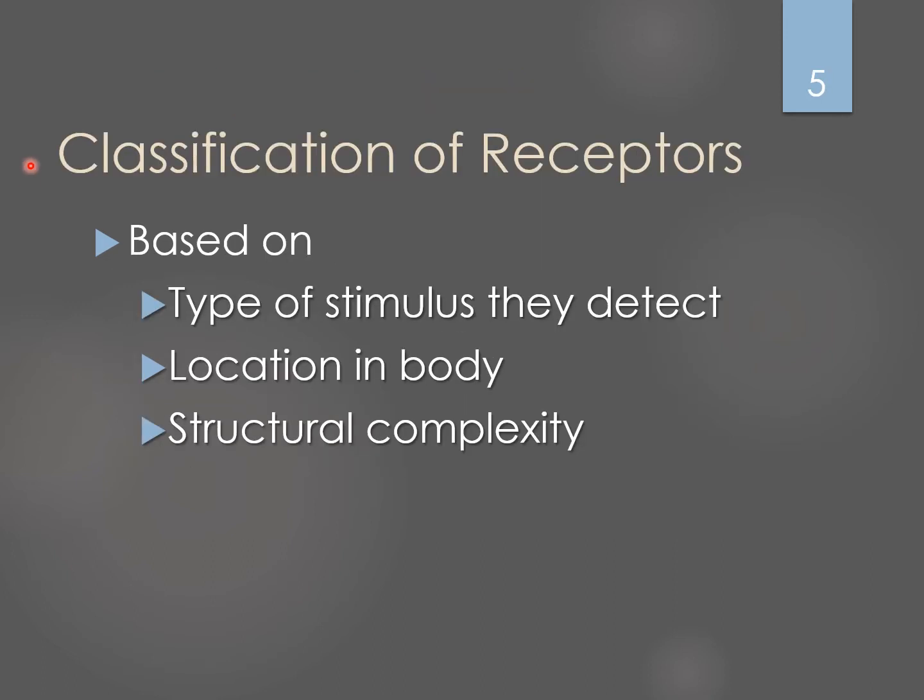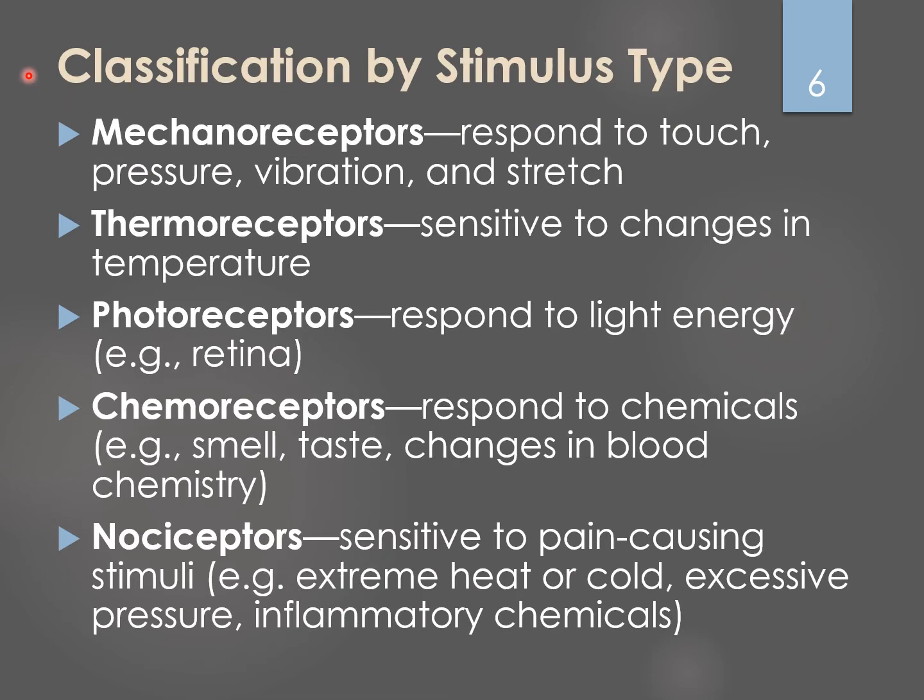I want to talk about how we classify those receptors. They're based on the type of stimuli they detect, their location in the body, and their structural complexity. We are going to focus on the stimuli they detect and the location in the body. Here's the classification by the type of stimulus. And the names pretty much tell you what they are.